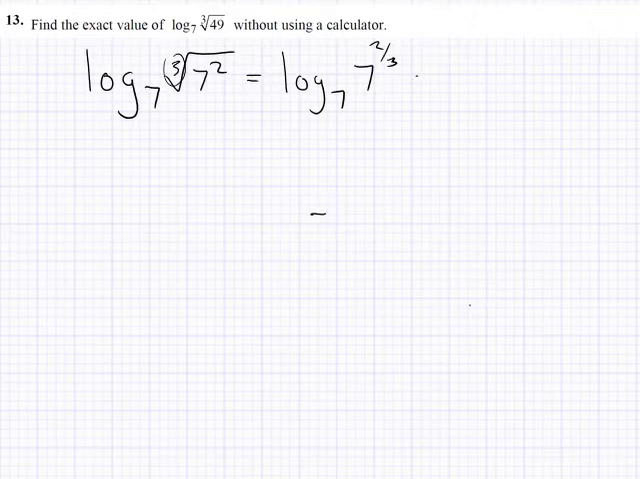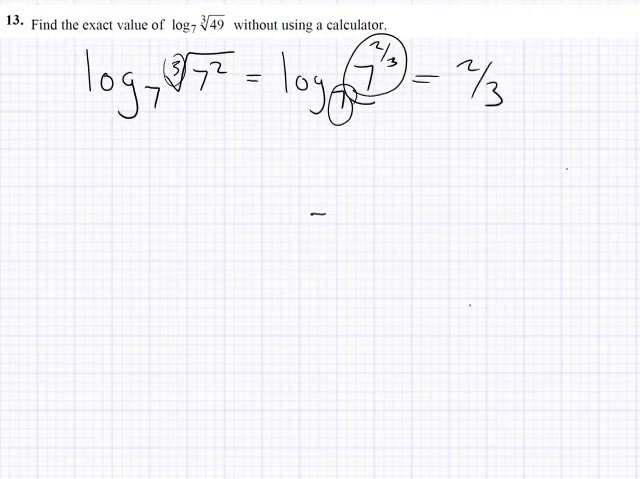And then the idea of how we do this is what the log's asking us to do is saying 7 to what power gives us this. Well, 7 to the 2/3 power would give us that. So the exponent that we were looking for here is 2/3. And that's the exact value.